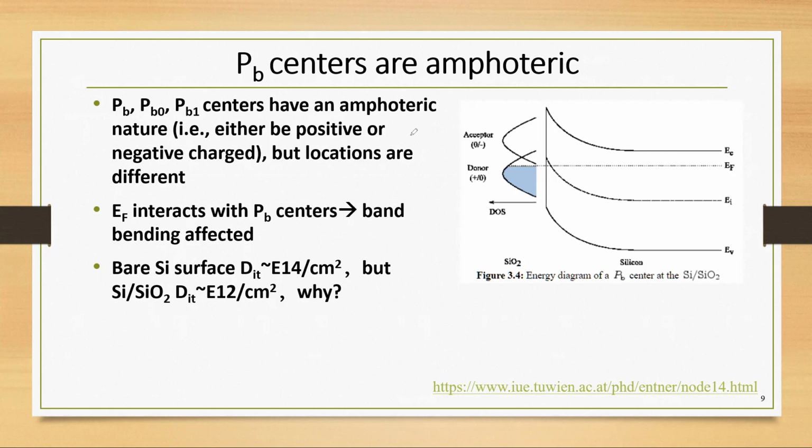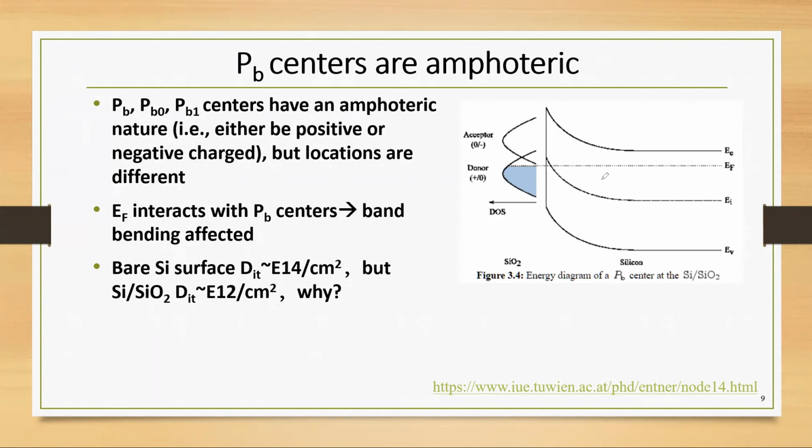It's amphoteric. It can be positive or negative charge. How can it be positive or negative charge? If you look at this, and then you look at the band bending here, if this is positive, this has to be negative, because it needs to be balanced. If this is negative, then this has to be positive, because overall charge has to be neutral. And that's pretty much what it means. How it works that way, I will discuss a little bit in the subsequent presentations.